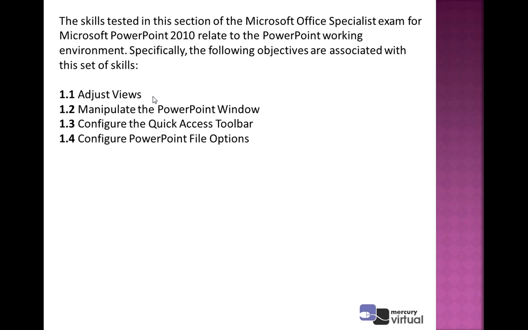Then 1.3 is how to configure the quick access toolbar, meaning how we can move the quick access toolbar up or down, how we can add commands, how we can delete commands, and how we can reset the quick access toolbar. Then the last one is how to configure the PowerPoint file options. There are multiple options like add-ins, Trust Center, quick access toolbar, save, and so on. So these are the various options that you use to change or modify the contents or settings for PowerPoint 2010.